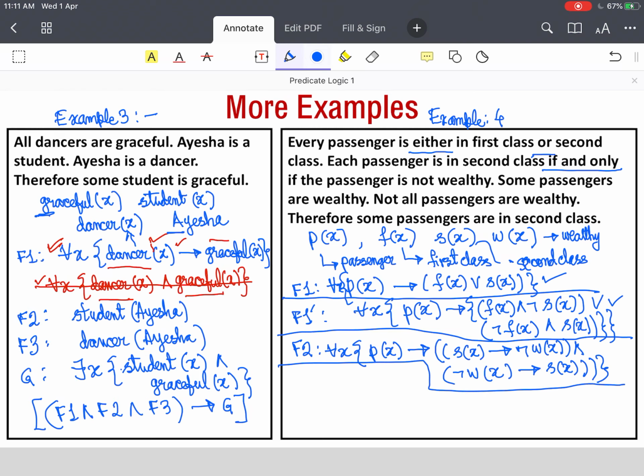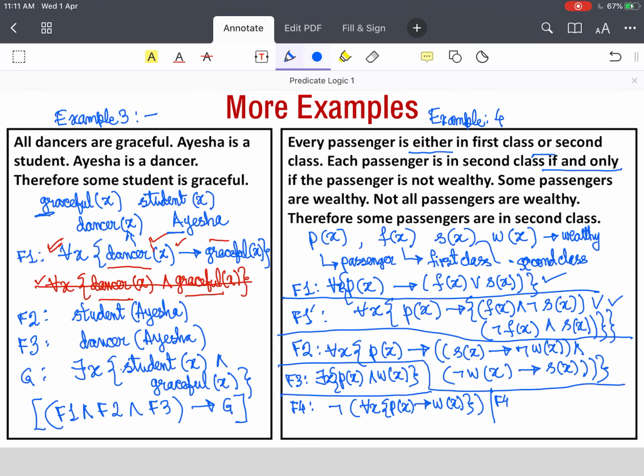this is F2. Some passengers are wealthy. So F3 tells me that there exists X where passenger X is true and wealthy X is also true, which means that some passenger is wealthy. What is our fourth statement? Not all passengers are wealthy. So how do we write all passengers are wealthy? We can write for all X, passenger X implies wealthy X. And what we want to say is that this statement is not true.